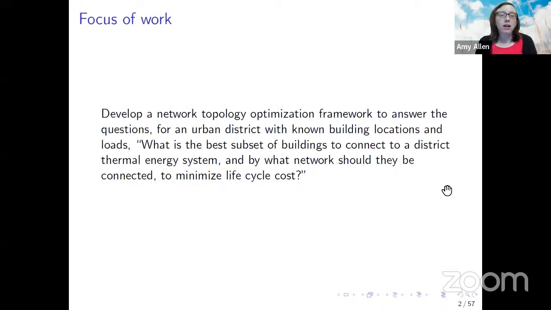Specifically, this work sought to develop a framework for addressing the following questions in the context of an urban district with known building locations and loads. What is the best subset of buildings to connect to a district thermal energy system? And by what network should they be connected to minimize life cycle cost? This is what I'll refer to as the network topology optimization problem.